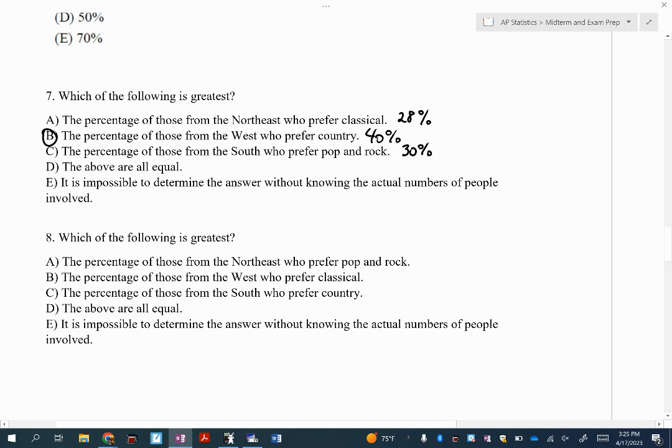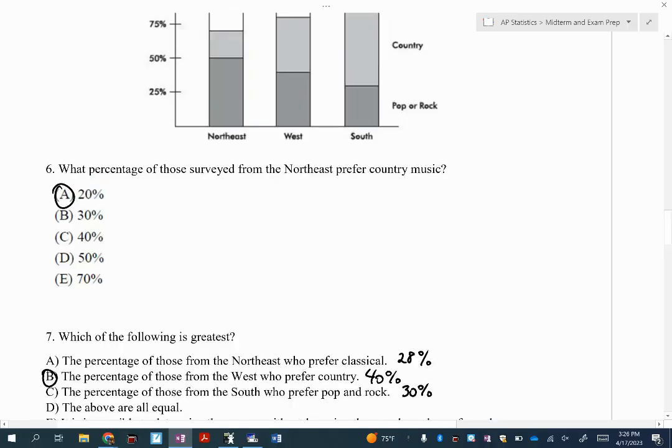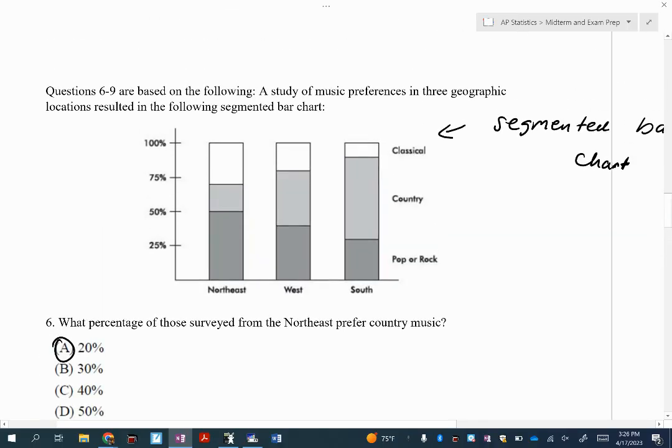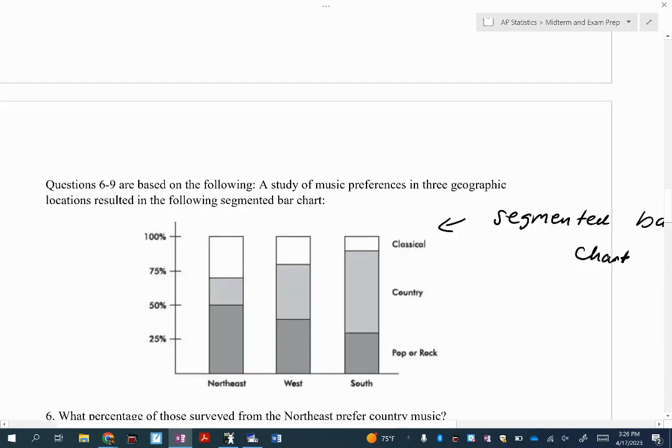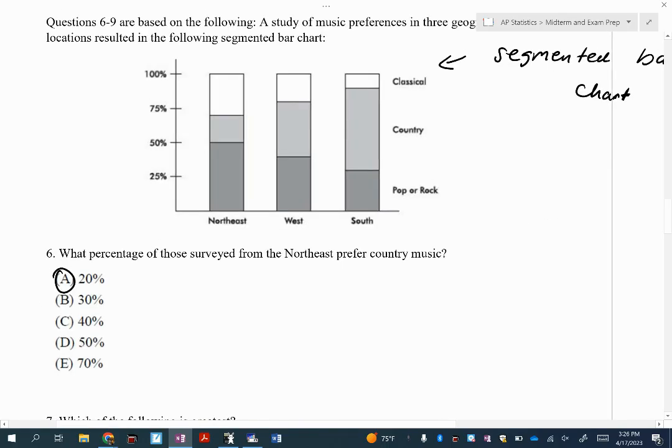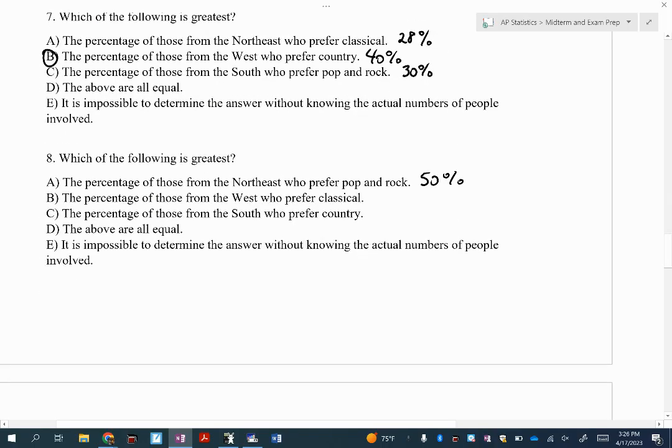Okay, let's do 8. Percentage of those over the Northeast who prefer pop and rock. I think that one's pretty easy. That one's 50%. From the West who prefer classical. What do you guys think here? West for classical? 20%? Maybe 22%? 21%?